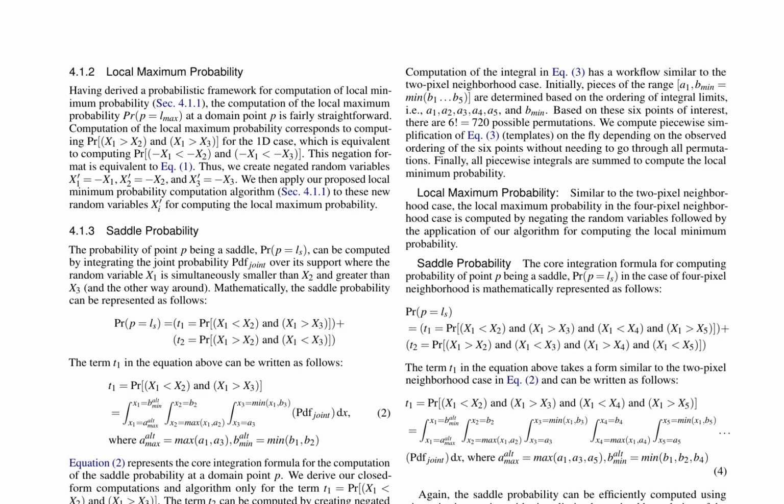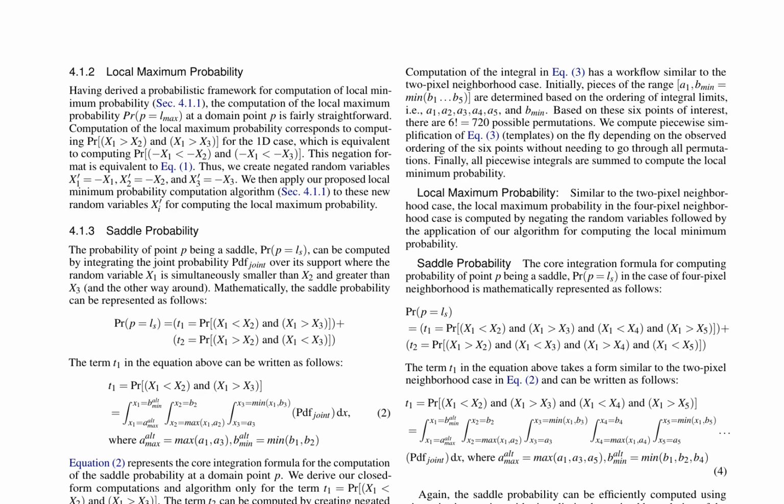The probability of a point being a saddle, PR, P equals LS, is calculated by integrating the joint probability density function over its support, where the random variable x1 is simultaneously smaller than x2 and greater than x3, and vice versa. A closed-form computation for the term t1, representing the probability of x1 being smaller than x2 and greater than x3, is derived. This term is computed using piecewise integration, which involves determining the range of integration, dividing it into pieces, and computing piecewise integrals based on the ordering of the integral limits.